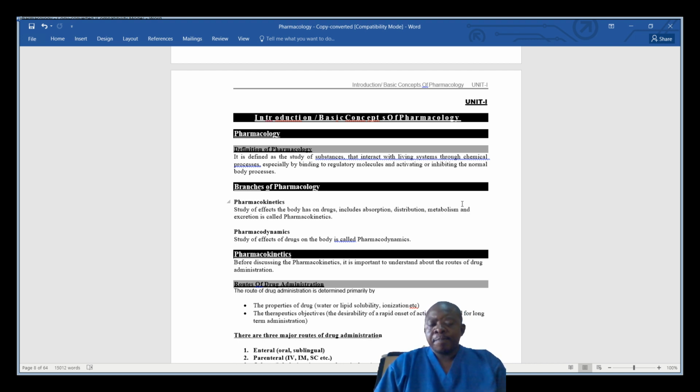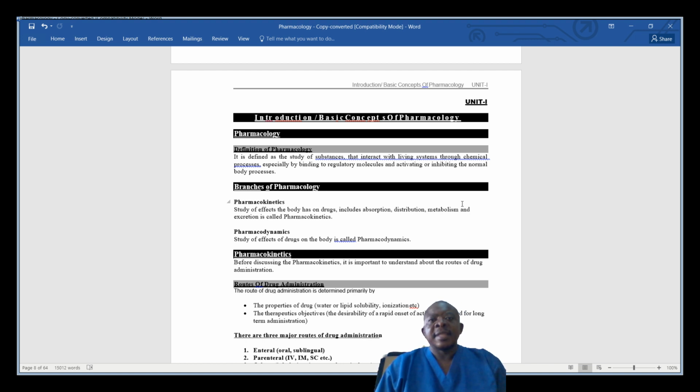But for this to be done, the drugs have to interact with the regulatory molecules within our body. Okay, so in a nutshell, we're looking at pharmacology as a study of drugs and their interaction with the living system of the body.